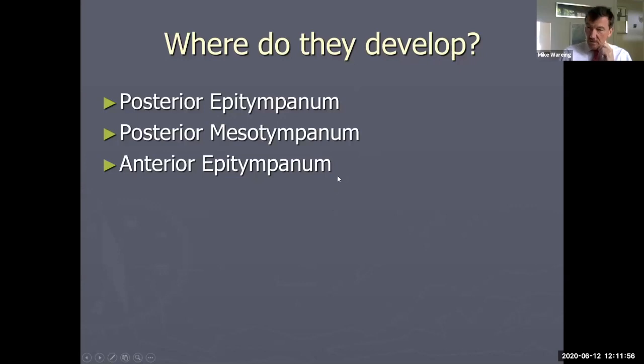So where do cholesteatoma develop? I mean, basically in the anterior and posterior epitympanum in the pars flaccida, or in the posterior mesotympanum in the pars tensa, is where the vast majority will develop. I mean, the chance of developing in the anterior pars tensa is really virtually 0.